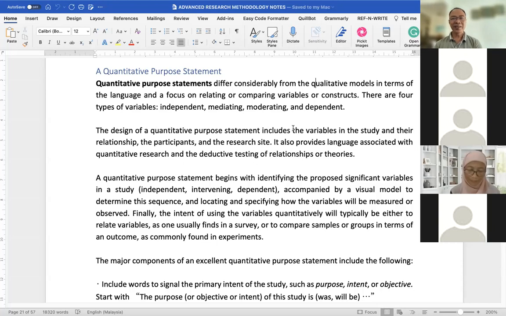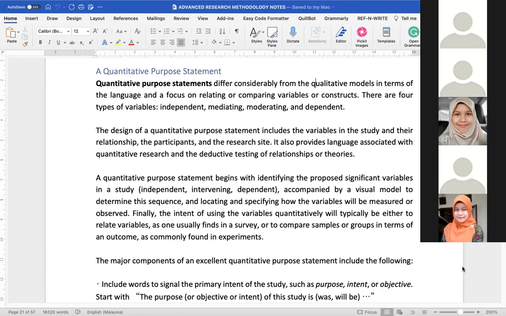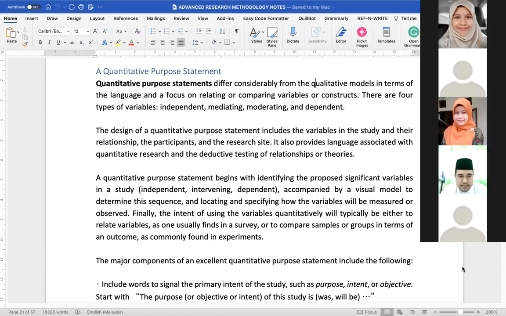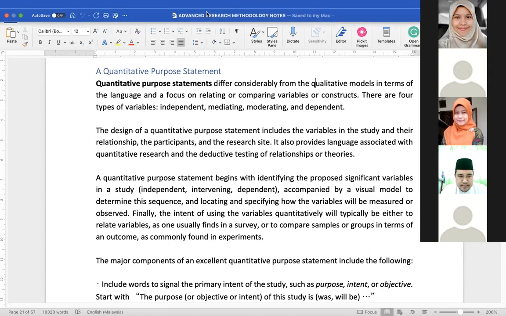Okay, any other question? Bu Patria, Bu Putri, who else? How many do we have? We have 12 participants. Some people left already.